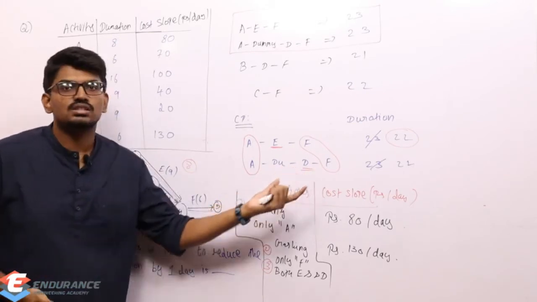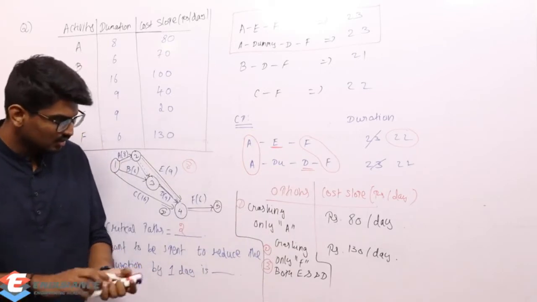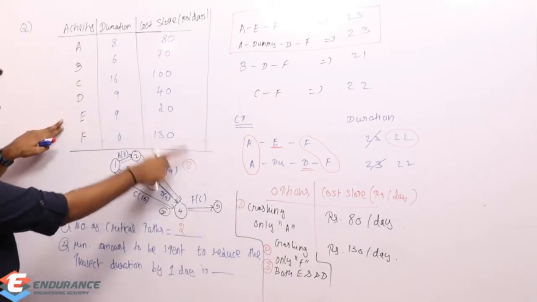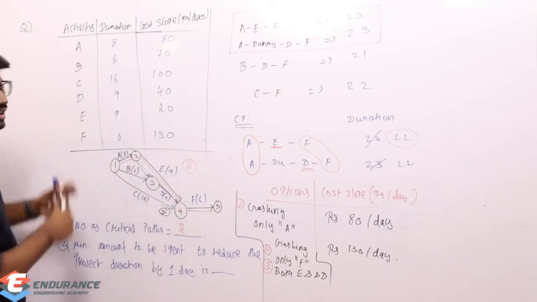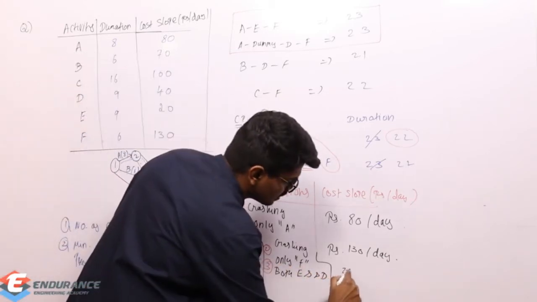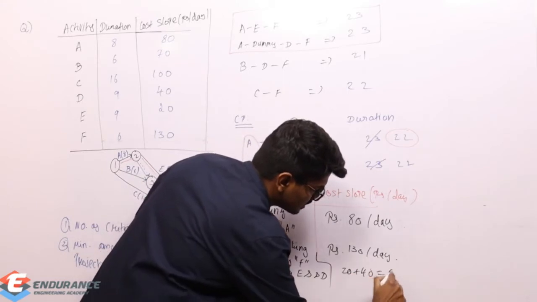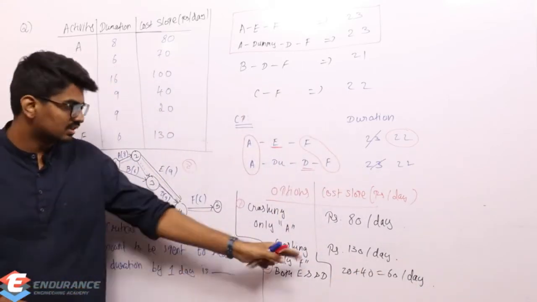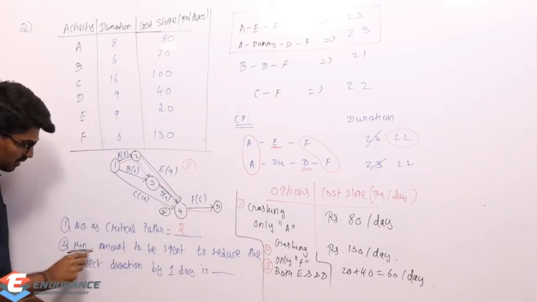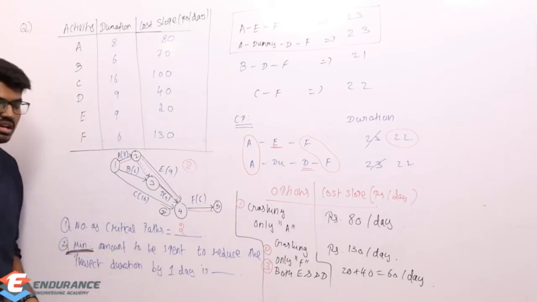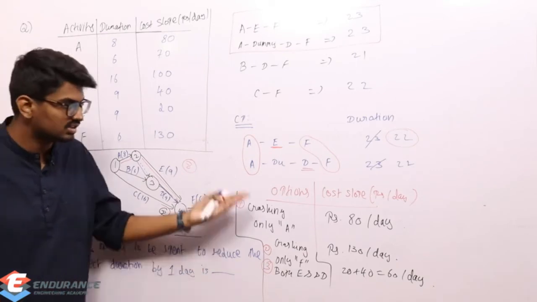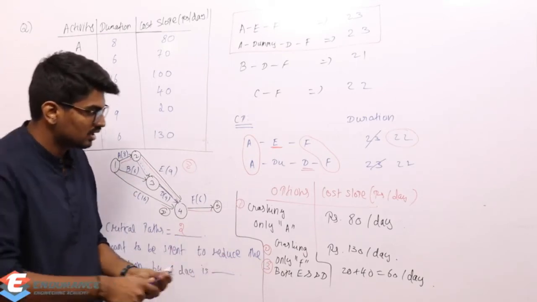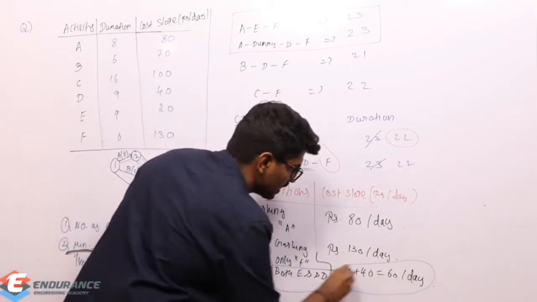So the D duration should also be reduced by 1 day. So overall, what is the third option's cost? E is taking 20, D is taking 40. So 20 plus 40, that's going to be 60 per day. Now, they are asking the minimum amount to be spent to reduce the duration by 1 day. So which one do I need to choose out of these three options? These are the available three options, and I will choose option 3.